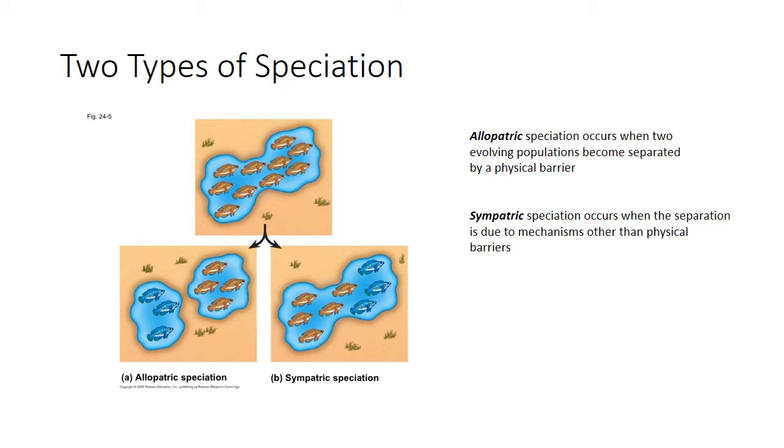One mechanism that comes to mind immediately: temporal isolation, right? Remember this example with three populations of frogs living in the same pond. They are not separated from each other by any physical barrier, but they thrive and reproduce at different times.